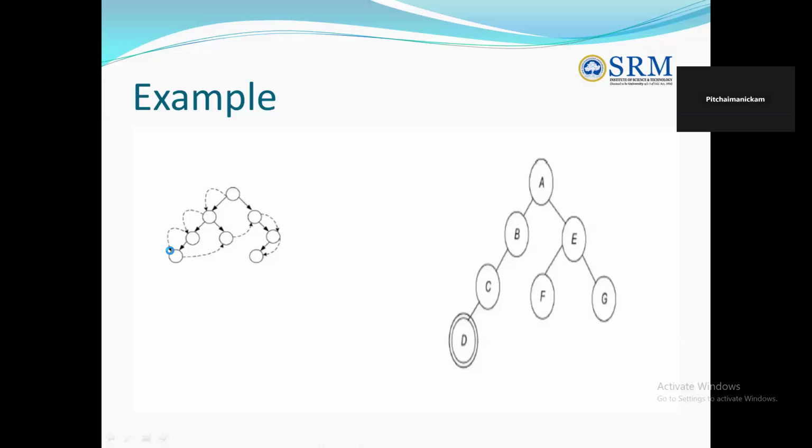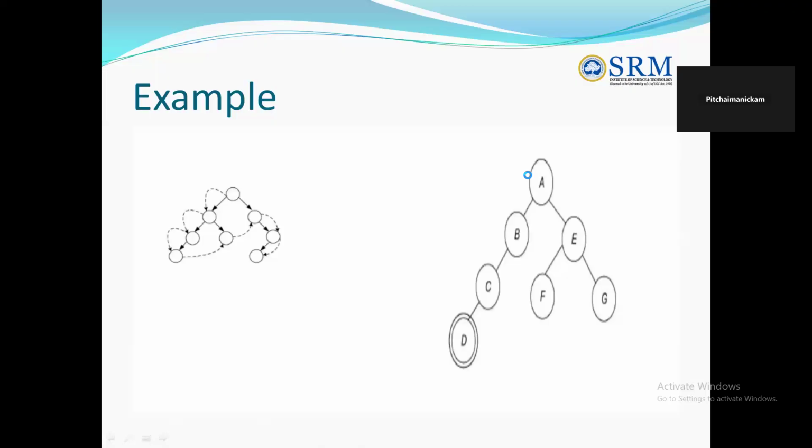This is one of the most important pieces of information for DFS. For example, consider this graph with nodes A, B, C, D, E, F, and G. The graph has the nodes A, B, E, C, F, G, and D. From this graph, A is the initial state, and D is the destination or goal state.